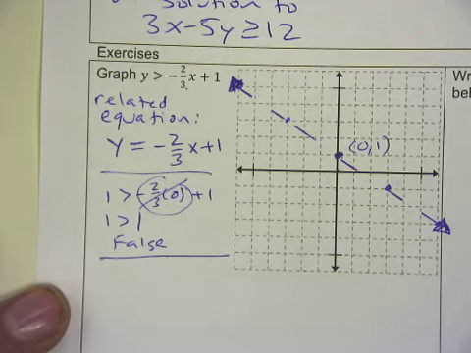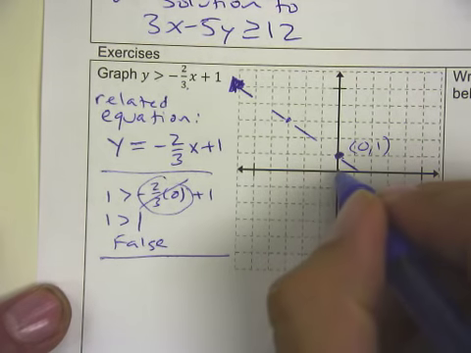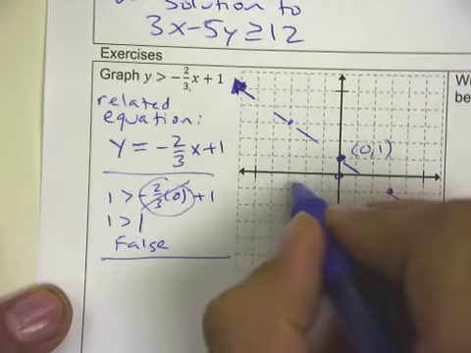All right, but here's what I would recommend. Take a point, plug it in. The easiest point to plug in, the easiest point to check, is 0, 0.